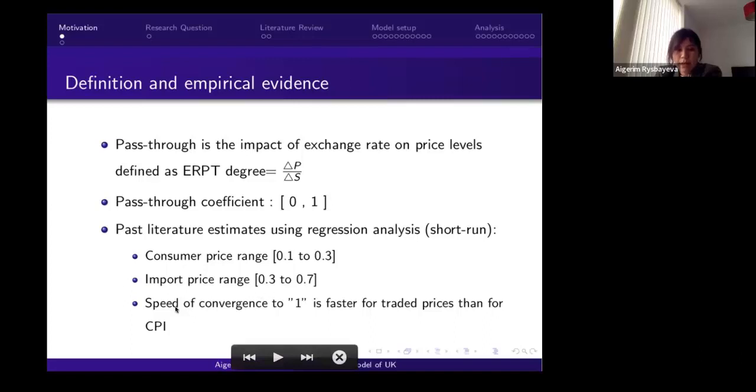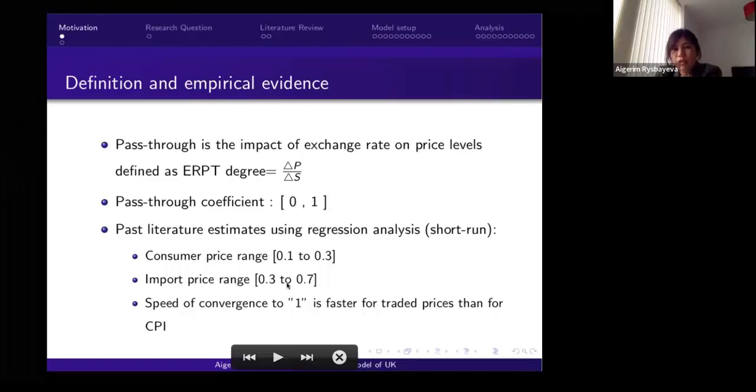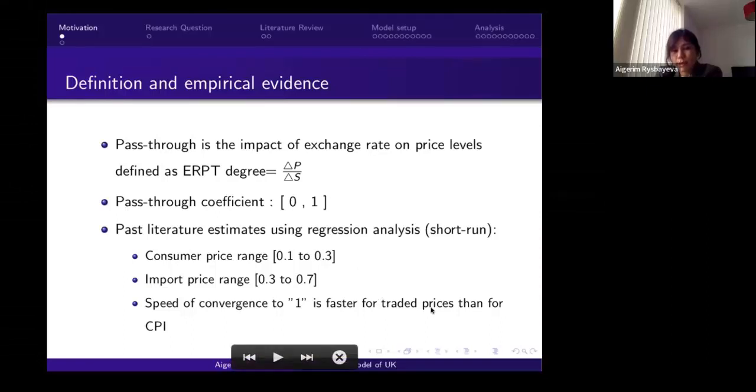The final thing I want to talk about is the speed of convergence. This has to do with imperfect pass-through and perfect pass-through. What does imperfect mean? As the name suggests, the change in the prices is not equal to the change in the nominal exchange rate, so the parameter will be less than 1. By perfect pass-through, which we assume in the long run, where all markets clear and everything is flexible, the change in prices has to be equal to the change in the nominal exchange rate. So pass-through is equal to 1.